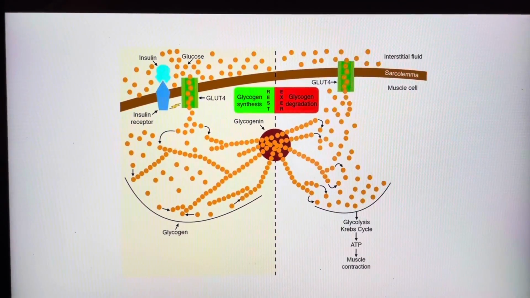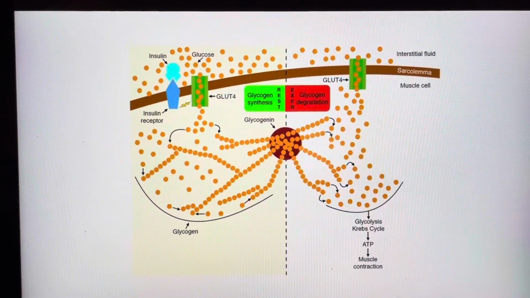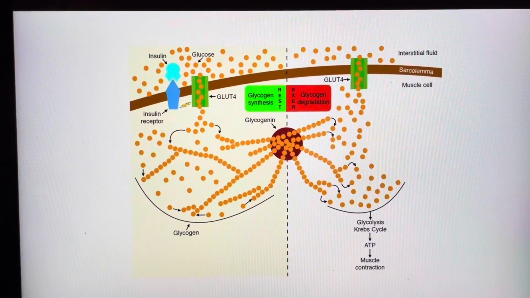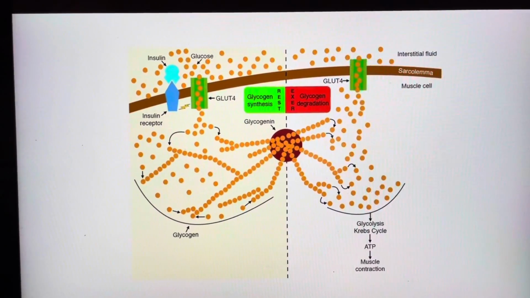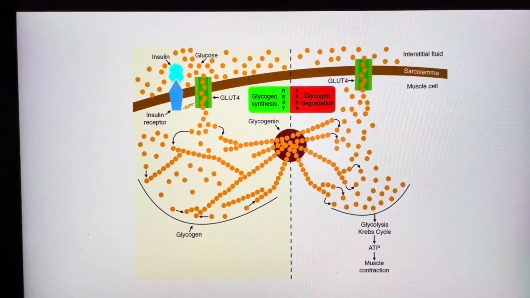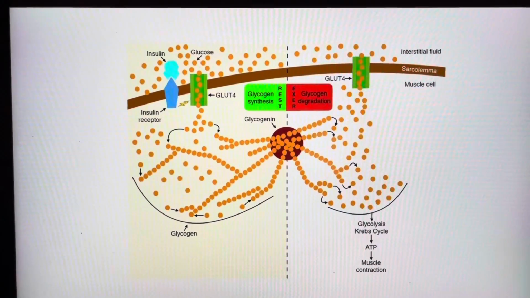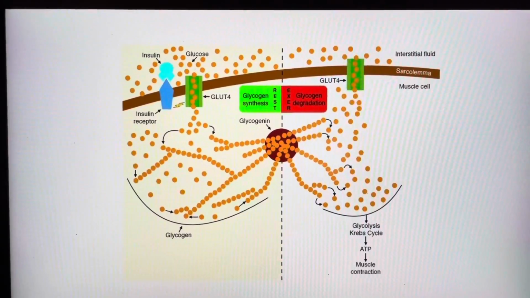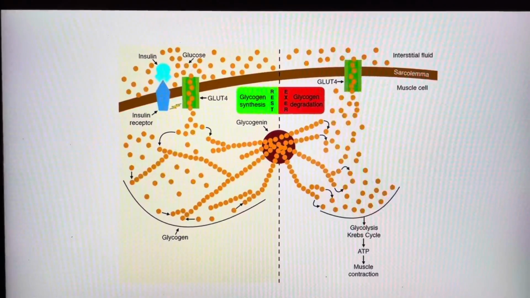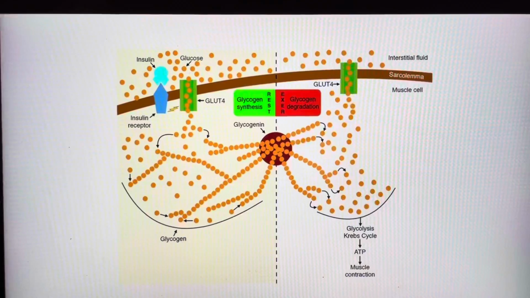This picture shows the difference between rest and exercise. So on the left represents at rest. The consumption of carbohydrates releases insulin, which binds to insulin receptors that eventually results in the movement of GLUT4, glucose transporters, to move and allow glucose in the cell. And on the right is during exercise, GLUT4 transporters can move without insulin and glucose can move into the cell.